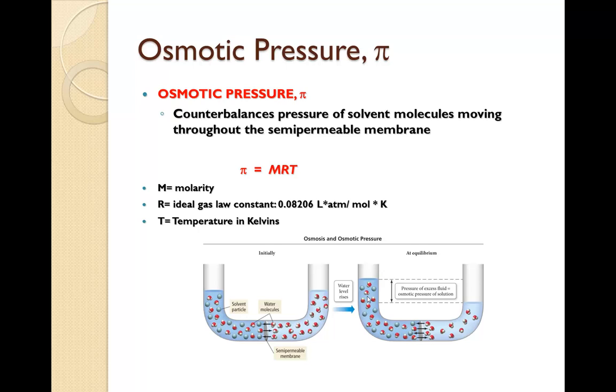And we have this equation so that way we can solve for it. So pi here is the osmotic pressure. M is the molarity of the solution. R is the ideal gas law constant. This one's given to you in atmospheres. And T is for temperature in kelvins. Make sure it's in kelvins because it has to cancel out with the ideal gas law.